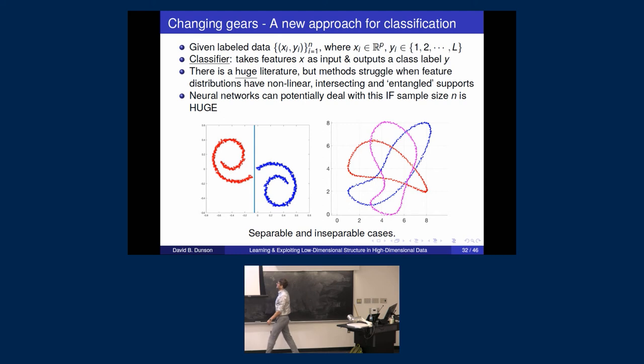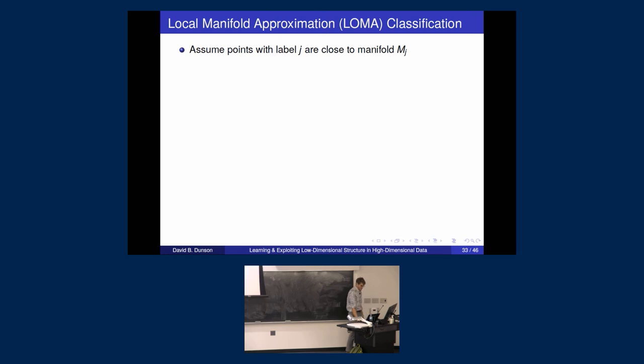But what about this thing? I mean, this is going to be hard. A lot of stuff is going to struggle with that. So if I can get something that works for that, maybe it can work for other nasty problems where I'm trying to classify from imaging features or some such thing. And so the thing we came up with, which is hopefully pretty much accepted at Biometrika, is what we call local manifold approximation. And so we're going to assume the points with label j are close to a manifold Mj.